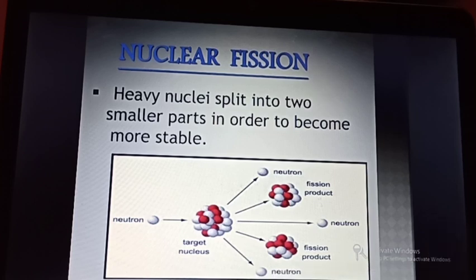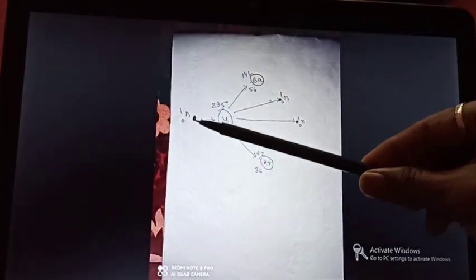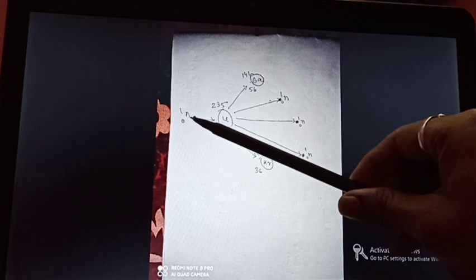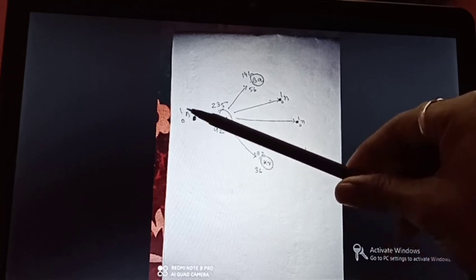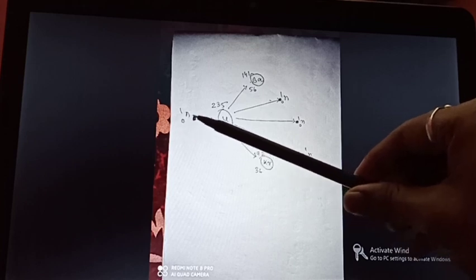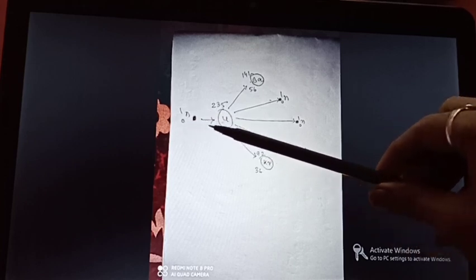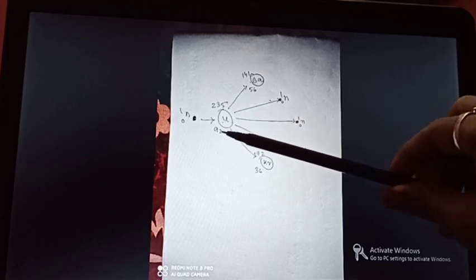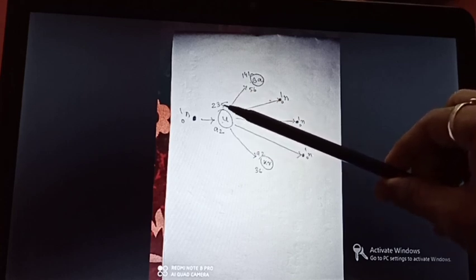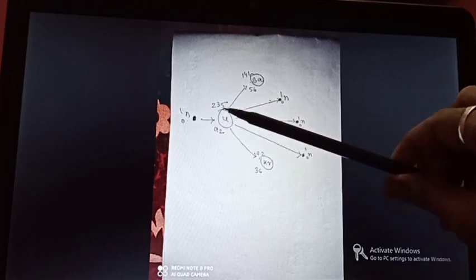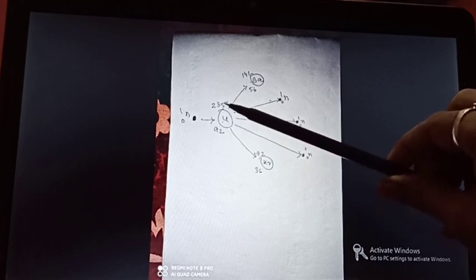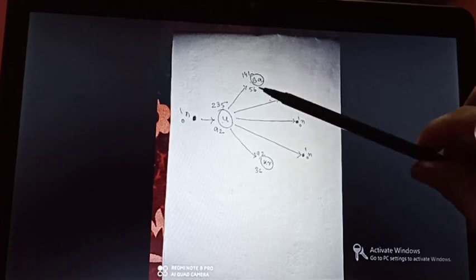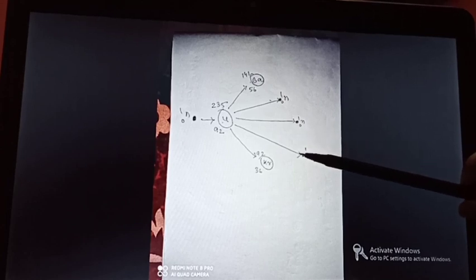It can be explained as follows. See, this is a highly accelerated charged particle. The name of this particle is neutron, whose atomic number is 0 and mass number is 1. This highly accelerated particle is allowed to hit a nucleus of uranium, whose atomic number is 92 and mass number is 235. As soon as it hits the uranium, the nucleus of uranium splits into two daughter nuclei, one is barium and another one is krypton. Along with them, three neutron particles are released.